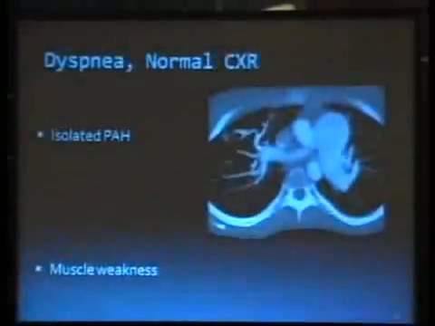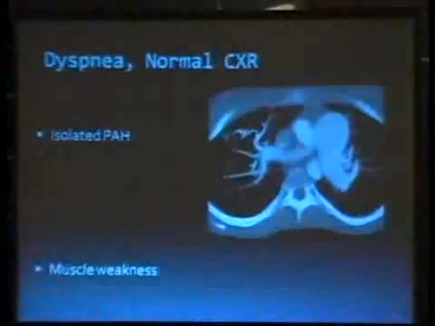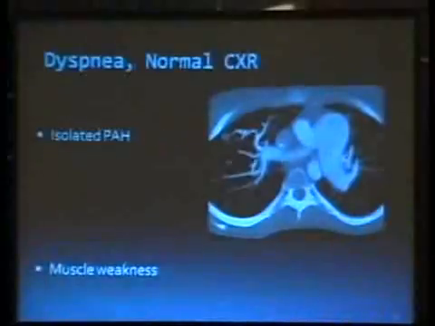Another way that you may see these people in clinic is when they have dyspnea and a normal chest x-ray. One reason for that is isolated pulmonary artery hypertension, as in scleroderma. And this is a CT scan that shows you dilated proximal pulmonary vessels with pooling of the periphery of these vessels due to obliterative arteriopathy in the peripheries.